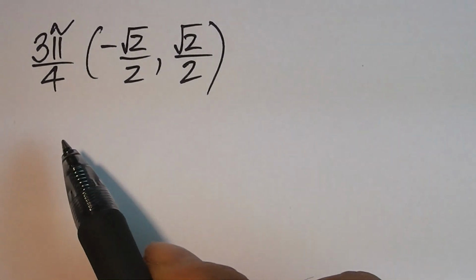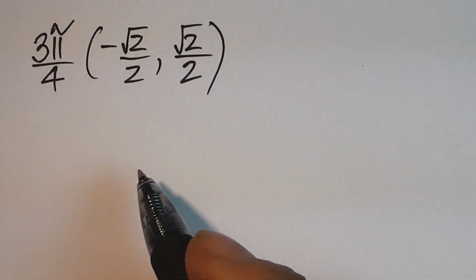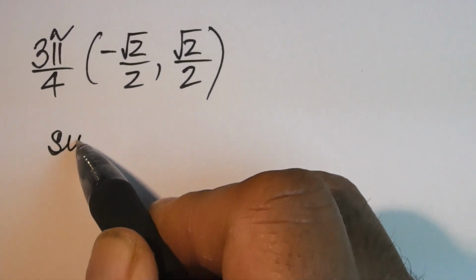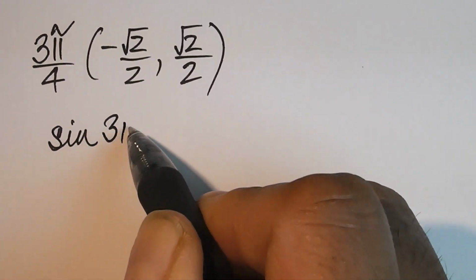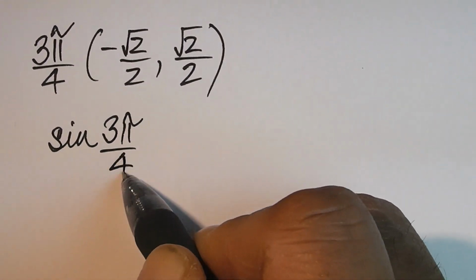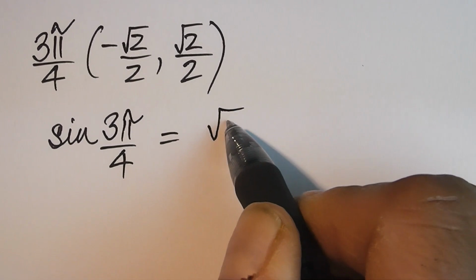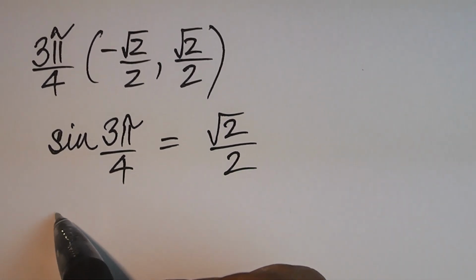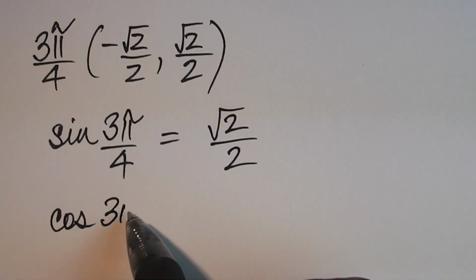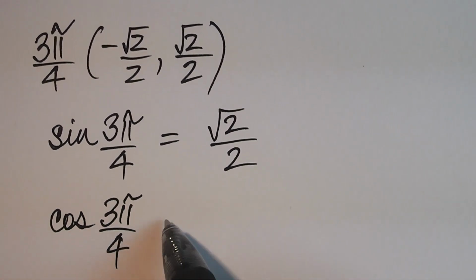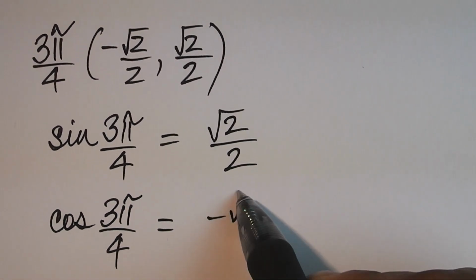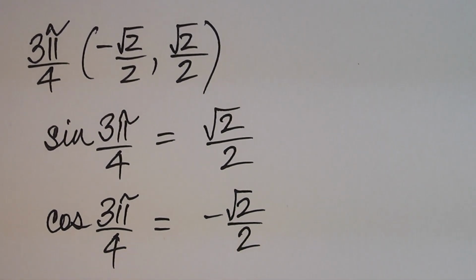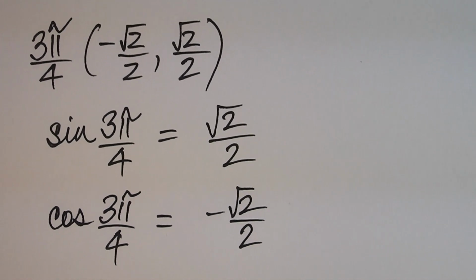So from our unit circle, we've got these values. So what I can say is, I'm going to say it this way. I'm going to say sine 3 pi over 4 is equal to radical 2 over 2. Cosine 3 pi over 4 is equal to negative radical 2 over 2. That's it. It came right from the unit circle.